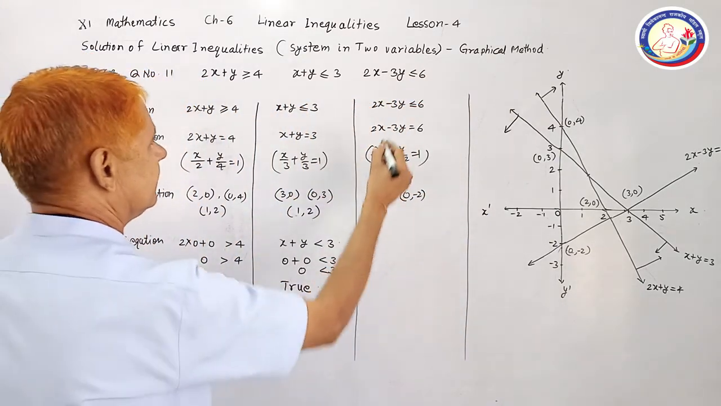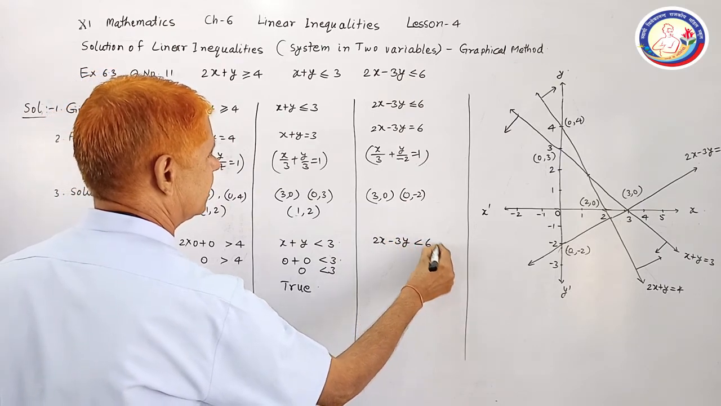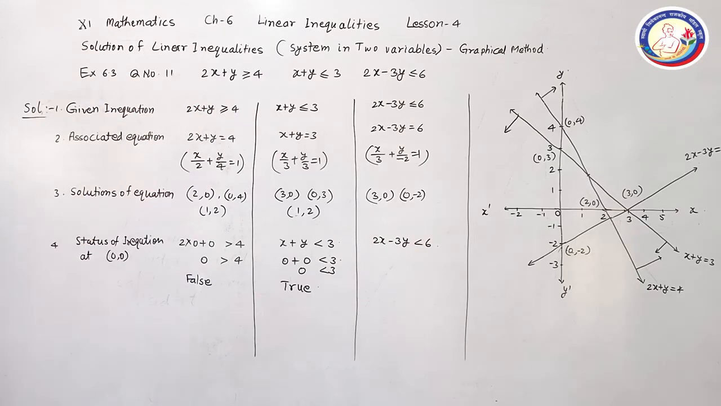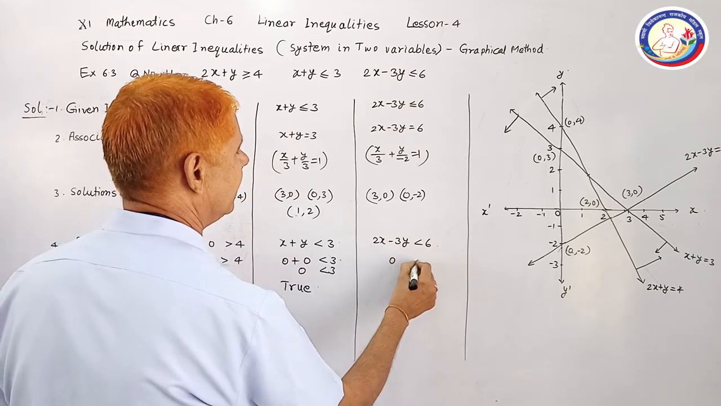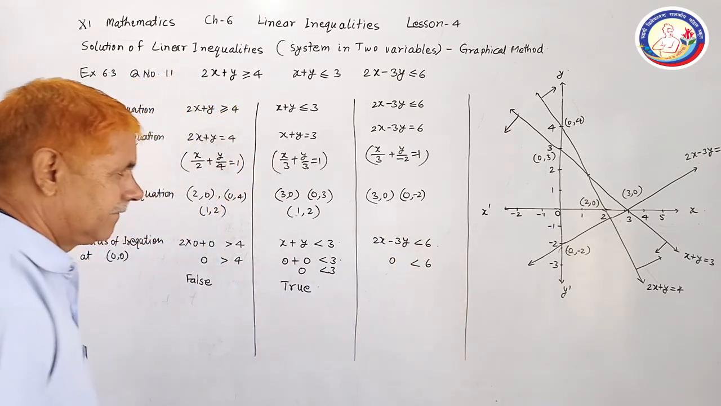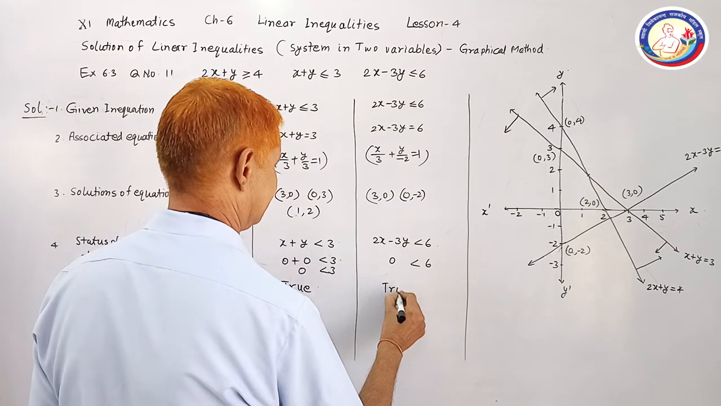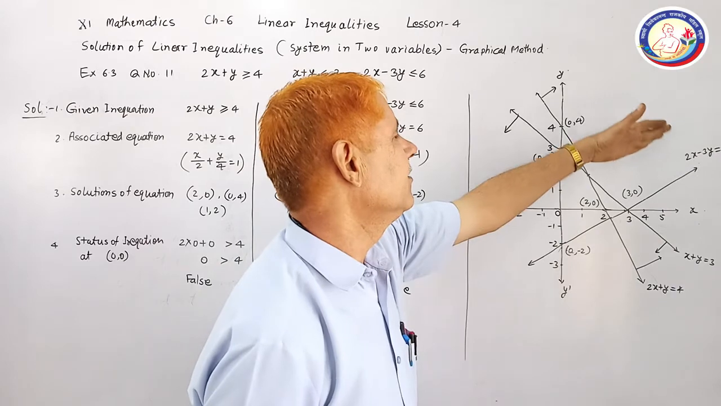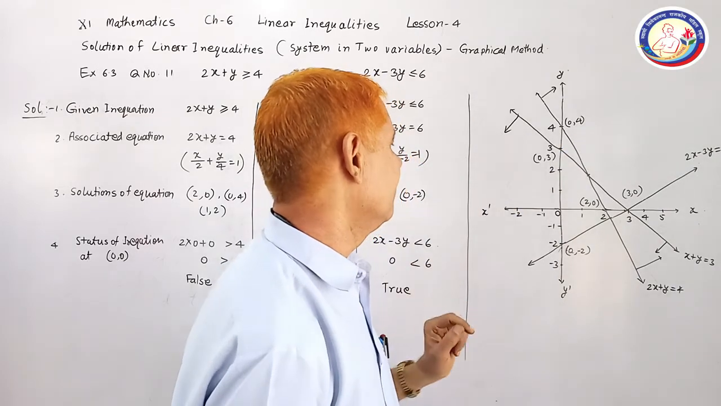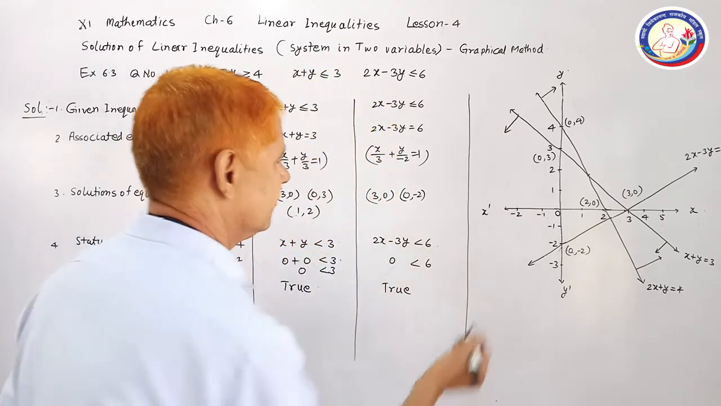Again for this, the inequality is 2x minus 3y is less than 6. If I put 0, 0 here, 2 into 0 minus 3 into 0, 0 is less than 6. It means the statement is true. So the half plane containing the origin will be the solution region for the inequality 2x minus 3y is less than 6.